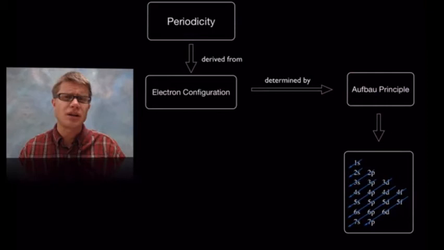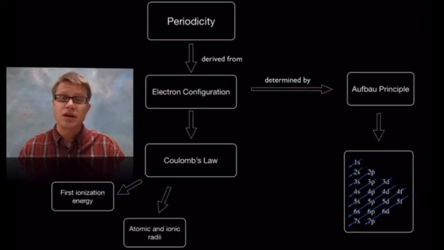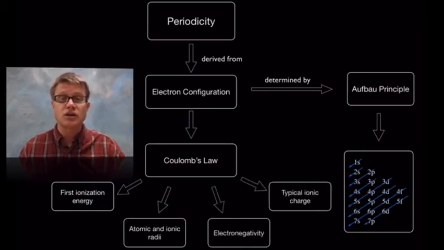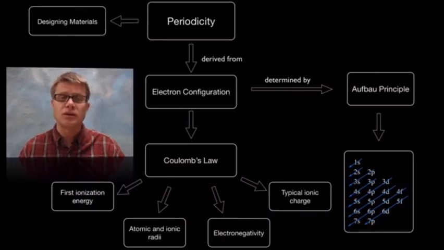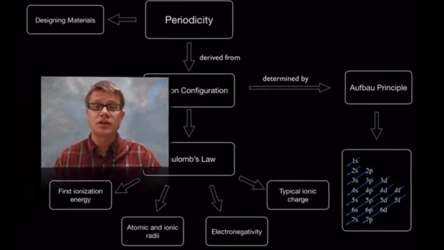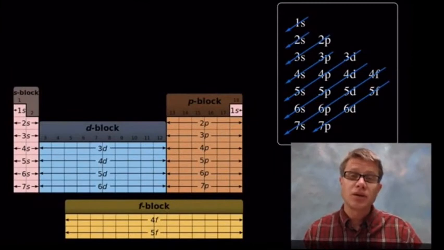It explains changes in the ionization energy, changes in the atomic and ionic radii, how big the atom or ion is, electronegativity, and finally the ion charge. And so if you really understand Coulomb's law, you can kind of work your way through this on the periodic table. Why is this important?